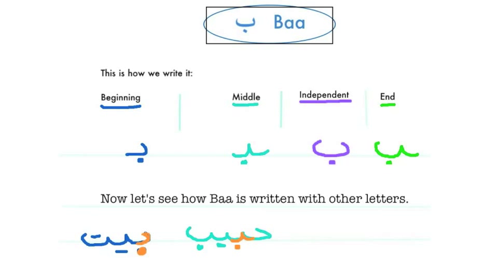Now watch as I write the word bab. The word bab has ba used as an independent and it means door. Now watch as I write the word kalb. The word kalb has ba in the end of the word and it means dog.